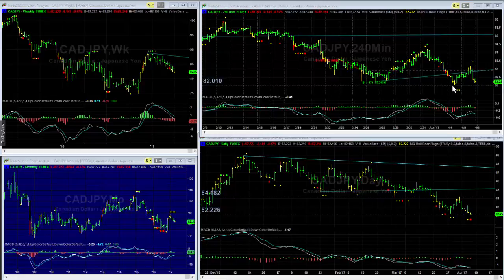You can see we're coming back down to test this support, this previous pivot of 82.010. You can see it here on the daily, 82.226 that we've already broken through, and now we're trying to move back down through that again. So we're looking pretty neutral to bearish on the 240 and the daily, but we're looking quite bearish on the weekly. So let's see if we can make a move down through there if we can get below that 82.010.